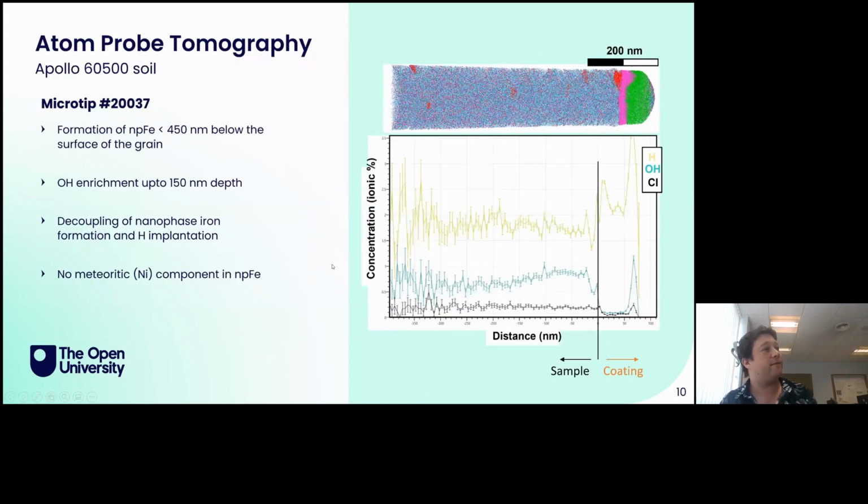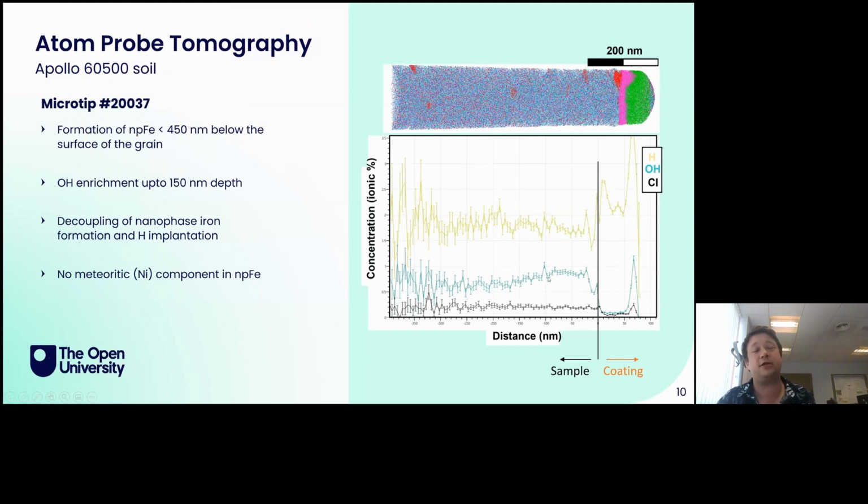Diving into the Apollo stuff, here we've got one of the microtips. The notable thing is that we found nanophase iron formation right down to about 450 nanometers depth. So really deep. You can almost call it microphase, but they're still sort of 20 to 30 nanometers. But we do get OH enrichment. So again, you think about what we saw in the terrestrial standard, that OH curve should drop off.